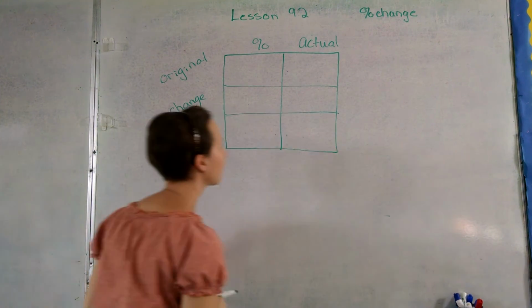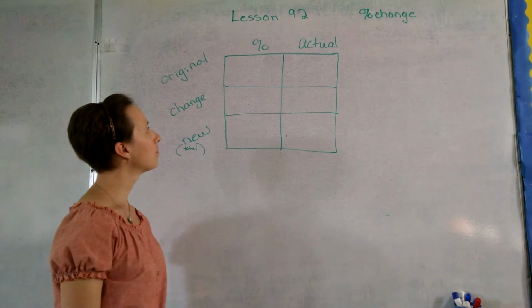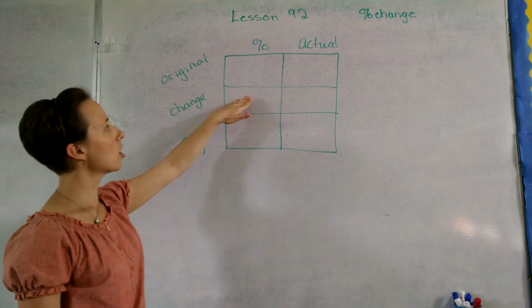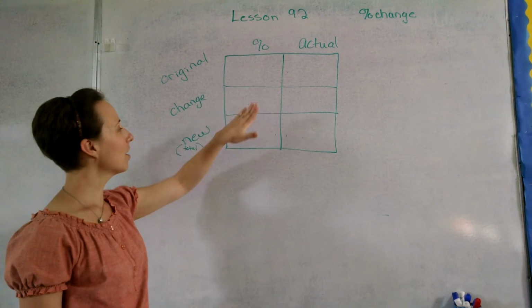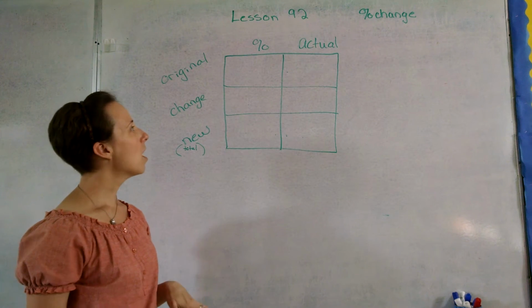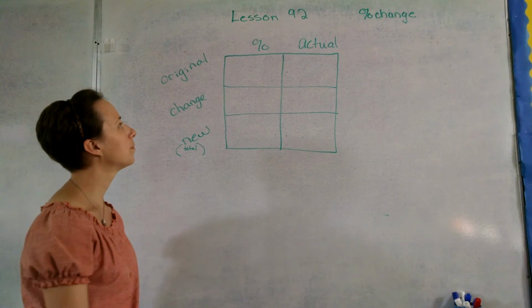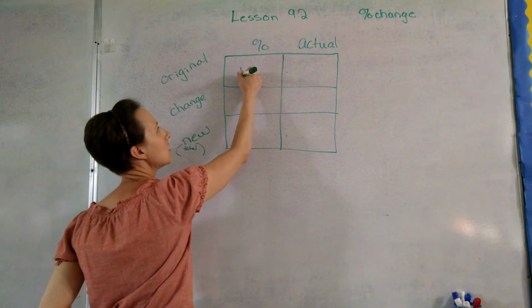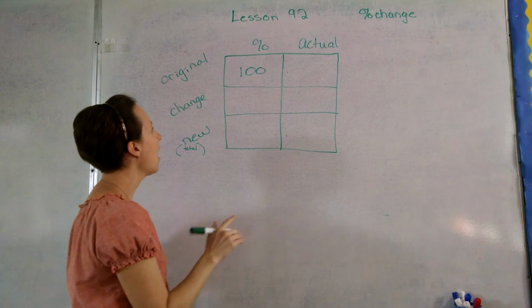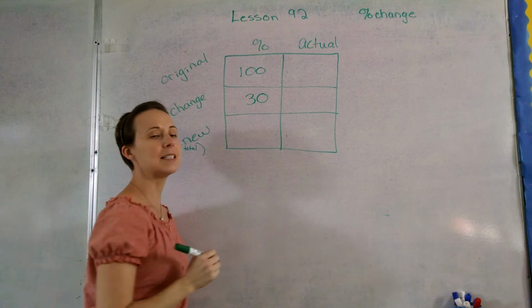All right. Now we're going to go to the store. We're going to buy something. Whatever our original price was will be 100%. Whatever our change is will go here. And whatever our new percent is will go there. So today I have something that's 30% off. Which means whatever price it started at is 100%. And then my change is going to be 30%. It's a 30% discount.